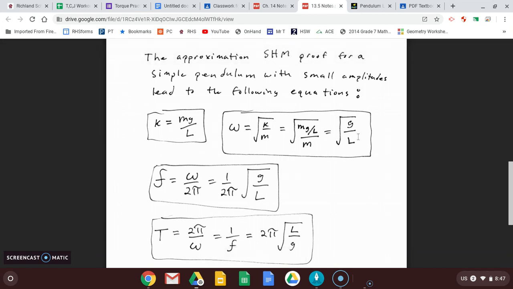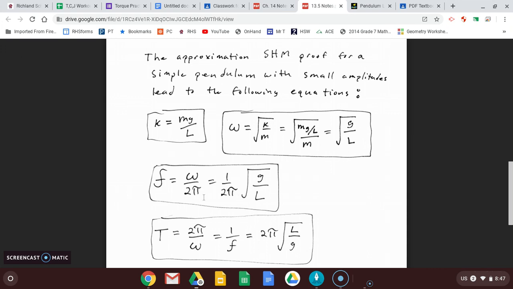This is only true for a simple pendulum, a mass on a string, not a spring, excuse me, a string swinging back and forth at small amplitudes only. Again, small amplitudes, we're going to say about between 0 and 15 degrees.